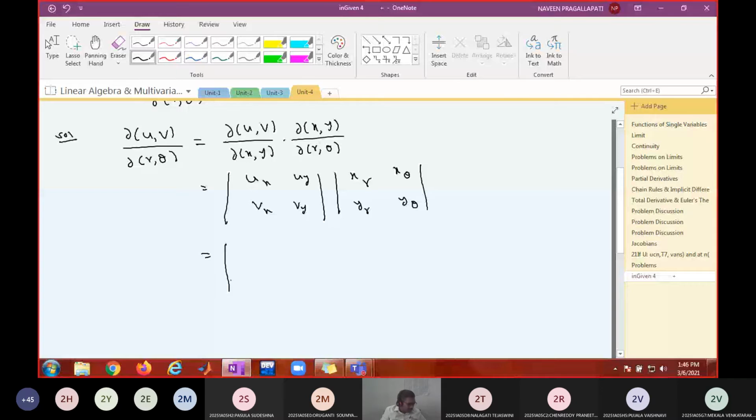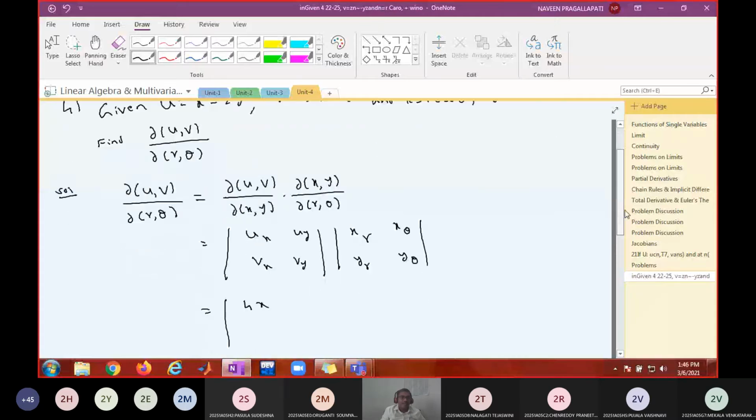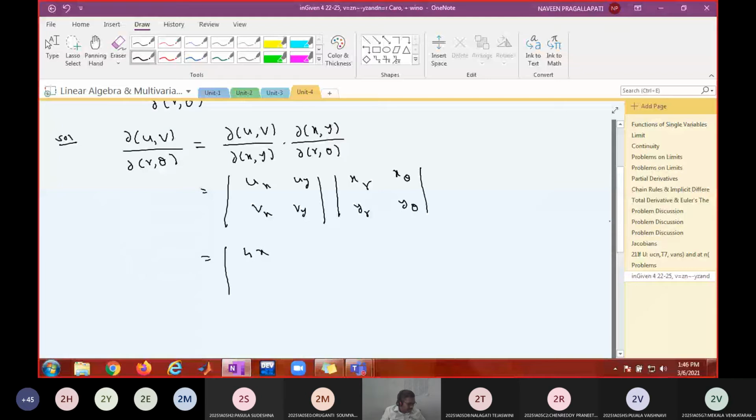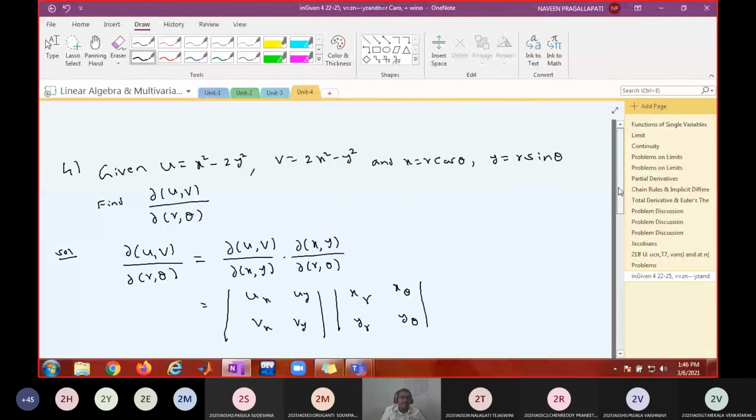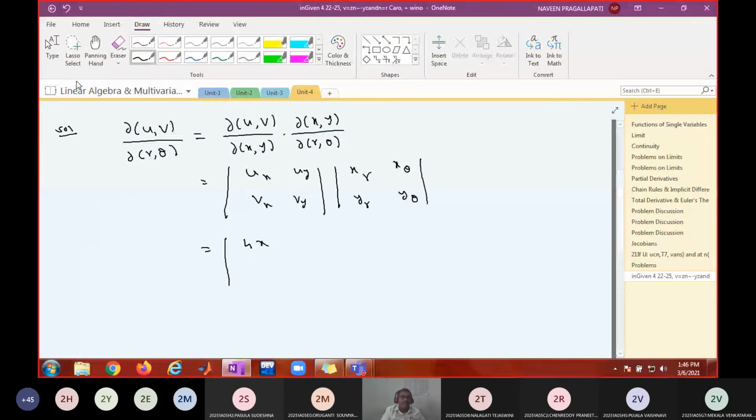What is u? x square minus 2y square. What is ux? 2x. Did I write 2x square? U is x square only. Okay. So it has to be 2x. So 2x and what is uy? Minus 4y. What is vx? 4x. vy is minus 2y.